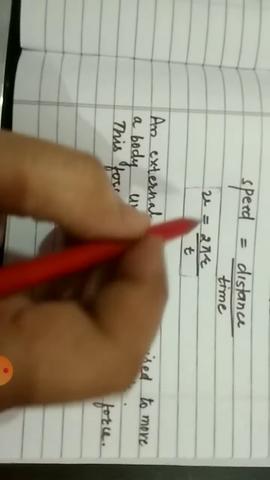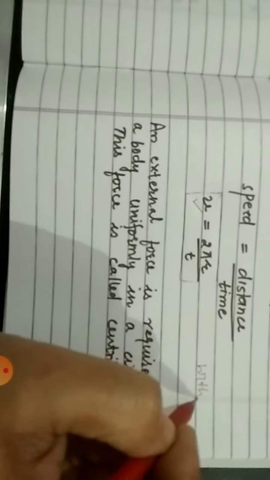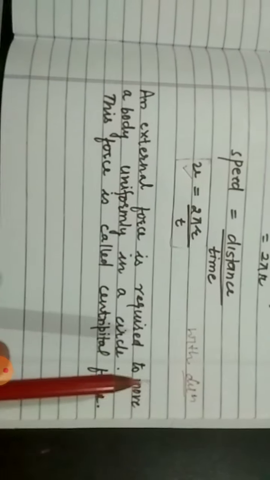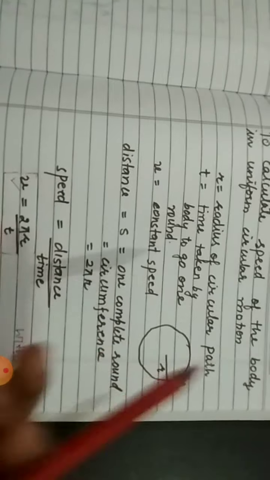What is velocity? Velocity is this speed but with direction, because velocity is the speed with direction. Now, one question arises here: what is responsible for the circular motion?